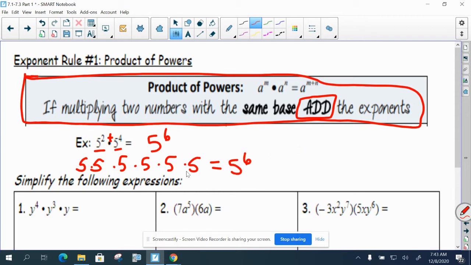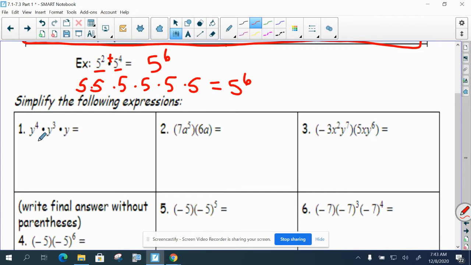All right, so for number 1, y to the 4th times y to the 3rd times y. Now, one thing to remember is that just y actually does have a power. Its power is 1, so you can't forget that. So here we do 4 plus 3 plus 1, which is y to the 8th.